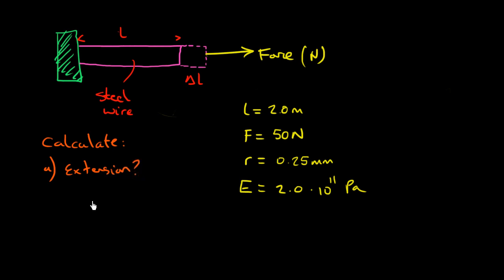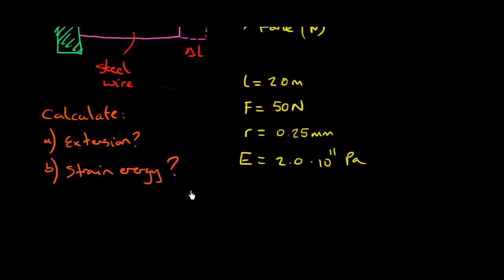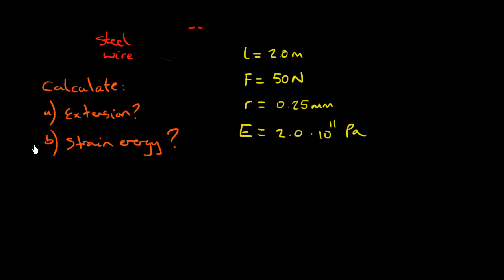B, find the strain energy. Strain energy. And they don't say strain energy per unit volume, they just say strain energy. And finally, in part C, they now say strain energy per unit volume. I don't want to write it all because I'm lazy, per unit volume.